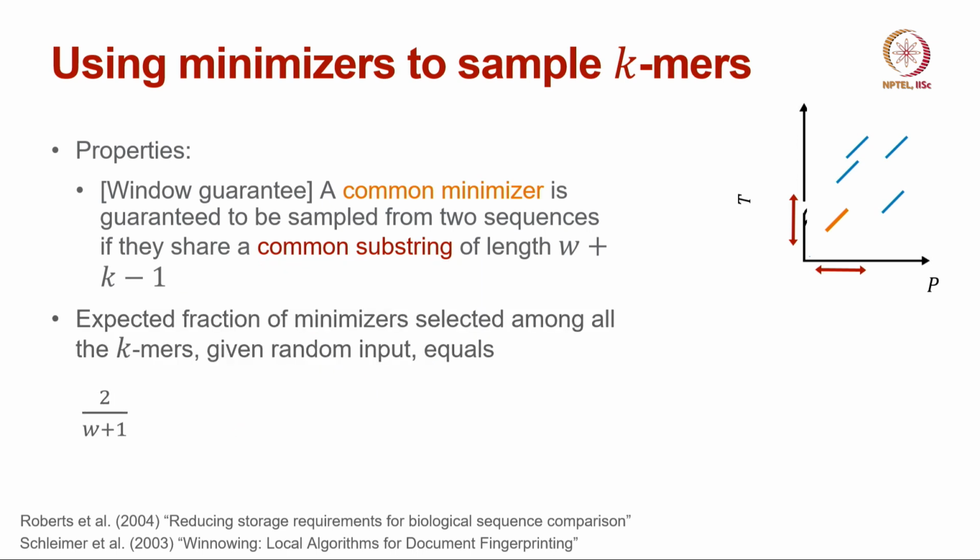The second important property of minimizers is the following: the expected fraction of minimizers selected from all the k-mers, given a random input sequence, equals 2 by w plus 1. Basically, what we are saying here is that the longer your window size is, so remember that w is equal to the window size.